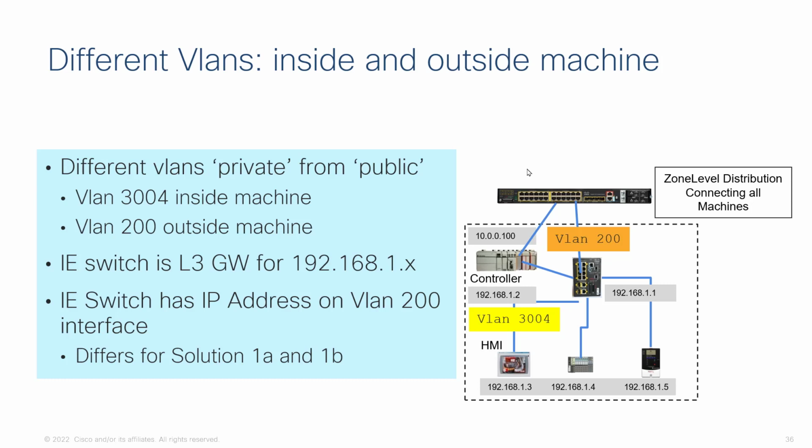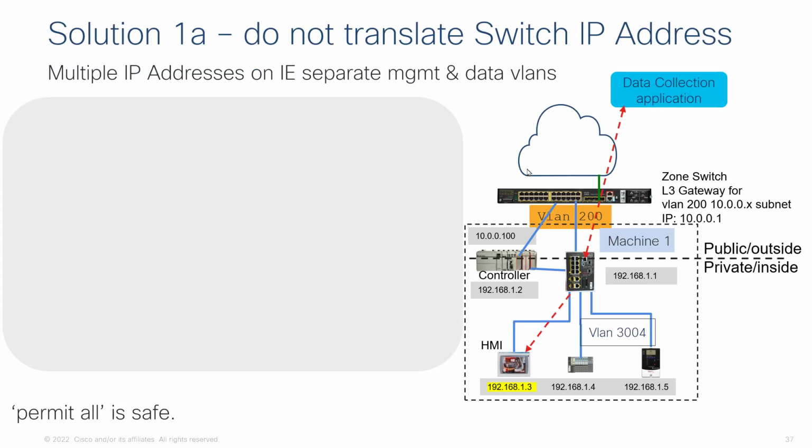And then one of the differences between solution 1A and 1B is the IP address on VLAN 200, which we're going to see in the next slide. So here's our sophisticated machine and our L2NAT instance definition.